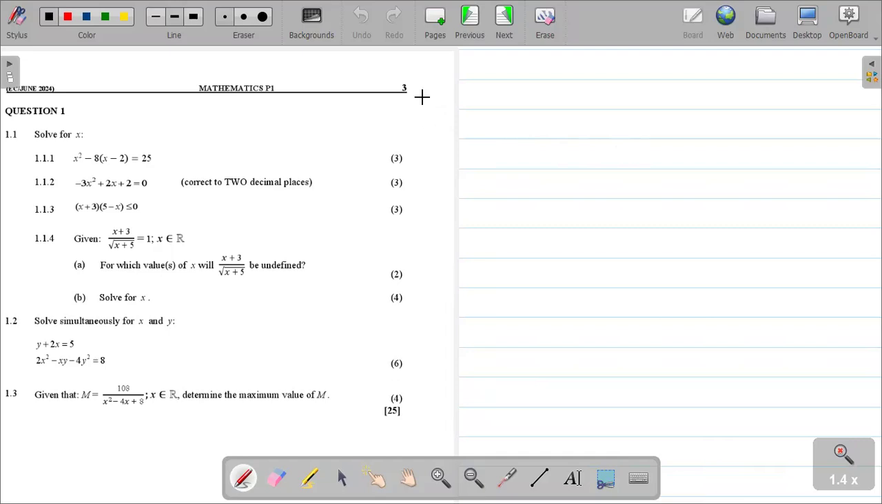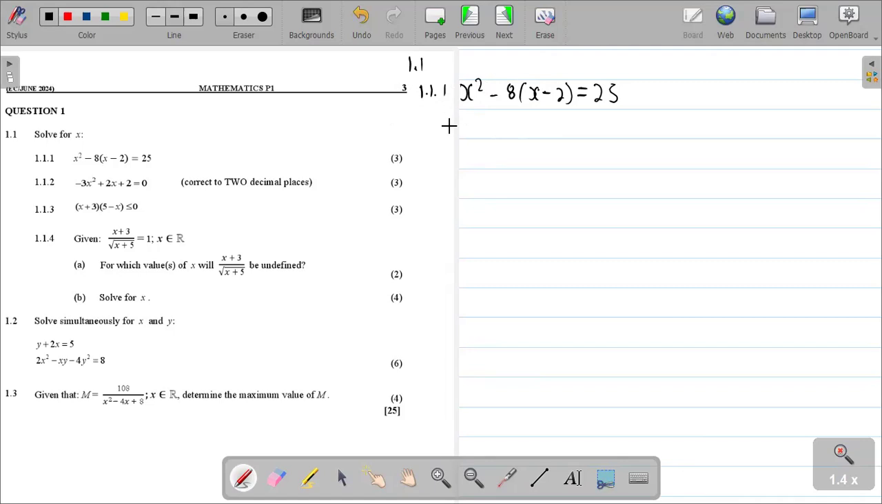So we're going to do a June exam paper. This is from Eastern Cape, 2024. So this is paper 1 here, okay? We're required to solve for x. 1.1, they say we must solve for x. So we have here x squared minus 8(x minus 2) equals 25.